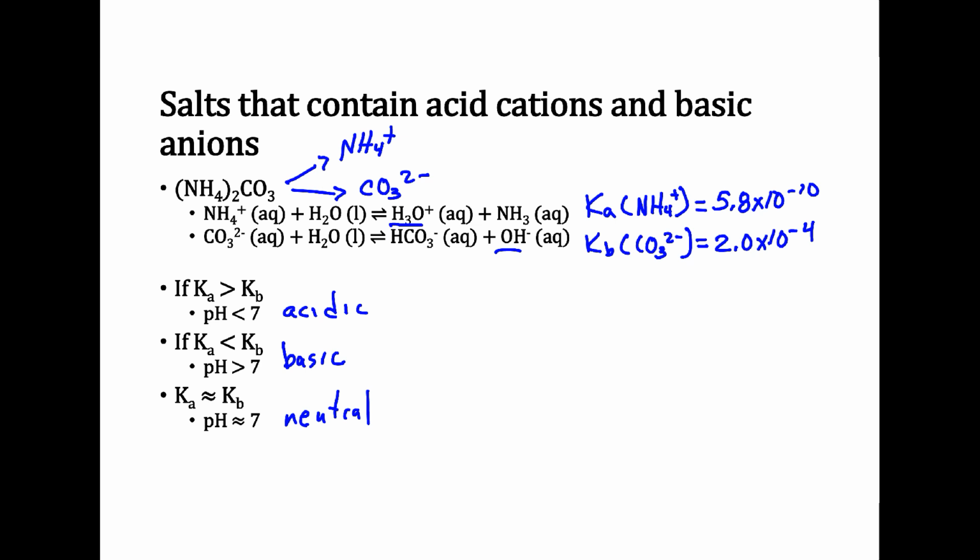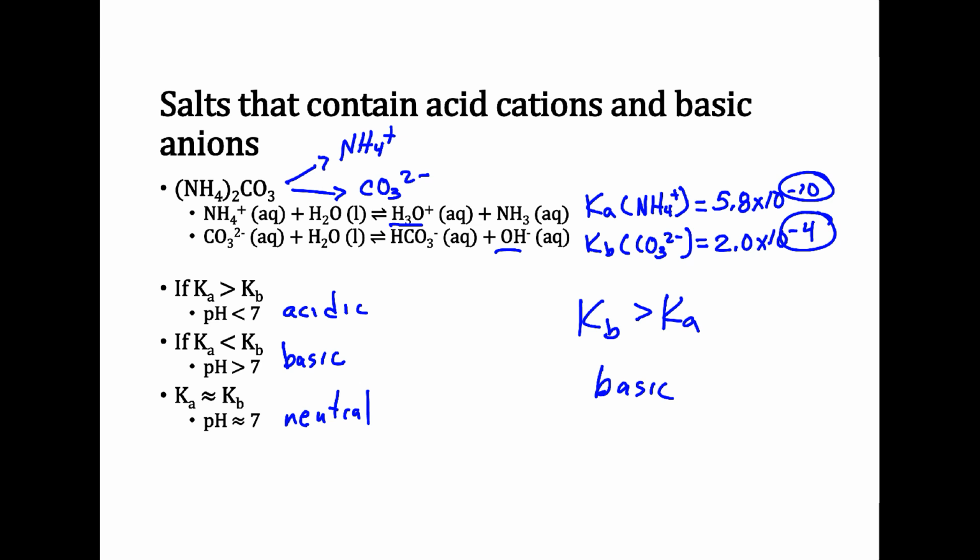So in this particular example, Ka is on the order of 10 to the negative 10th, and Kb is on the order of 10 to the negative 4th. So Kb is greater than Ka, and we could say, without doing any calculations, that this solution would be basic.